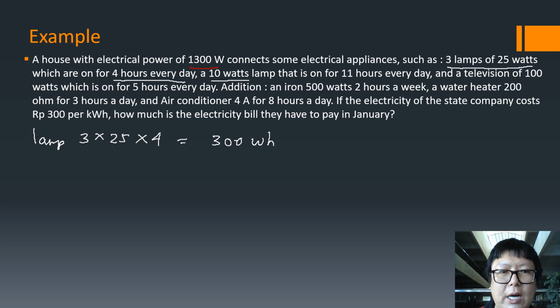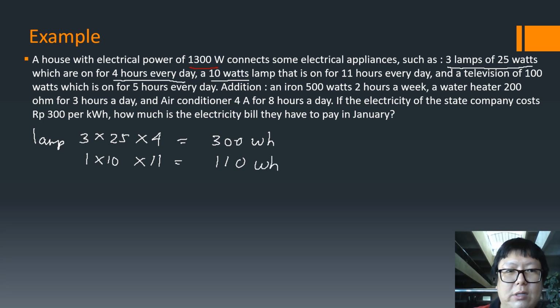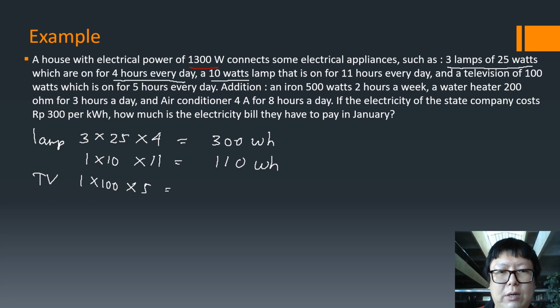So the lamp, only one lamp, 10 watts times its 11 hours, right? So 110 watt hour. Okay, and the television, TV. How many televisions here? One, times 100 watts, and 5 hours a day. So you get 500 watt hour. Okay, and after that, television is done.